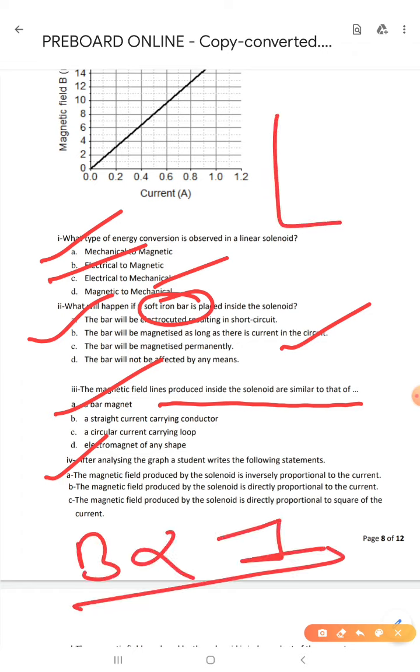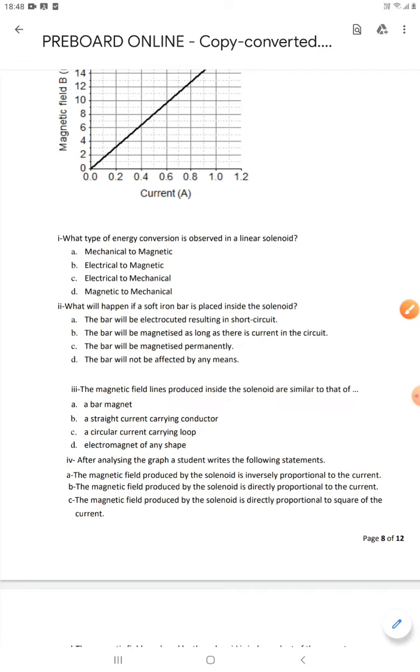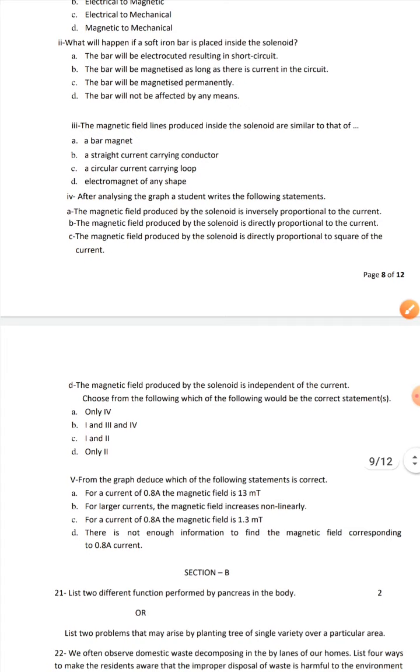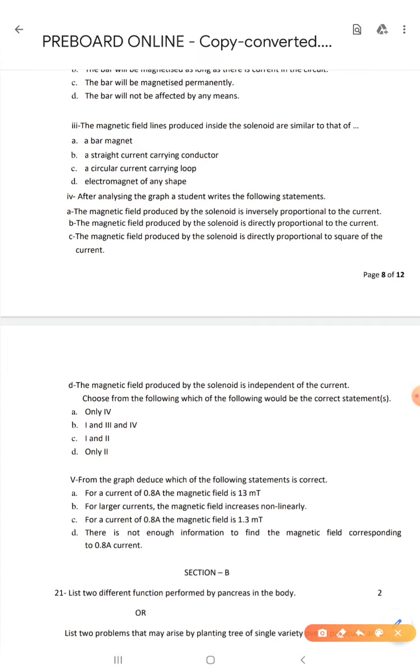As we know, this is a graph. B is directly proportional to I. This is an answer for this one, and according to this we will give. From this graph that is given, we should know how to read a graph.